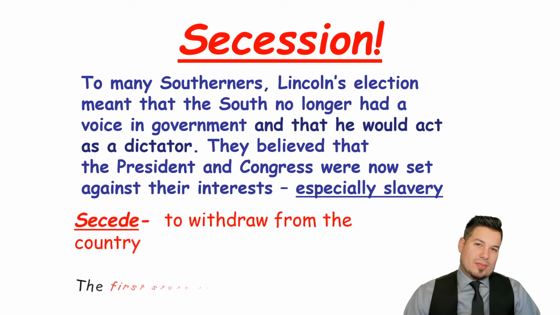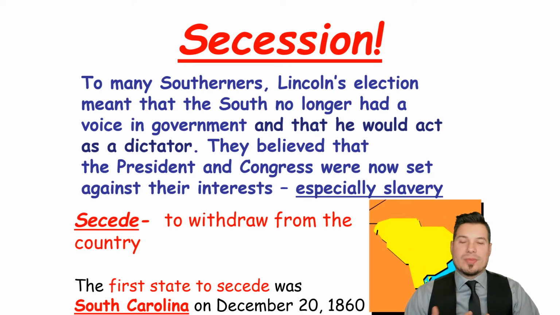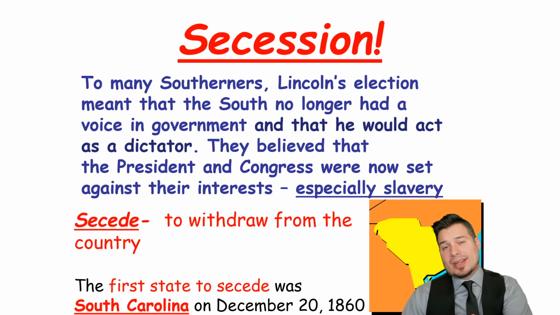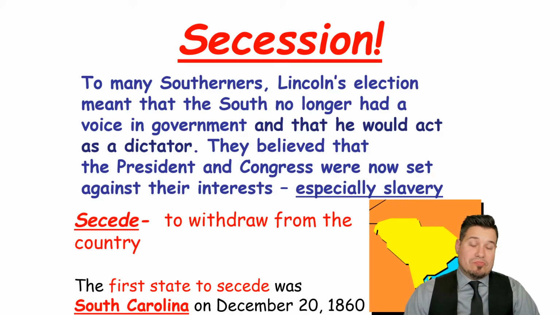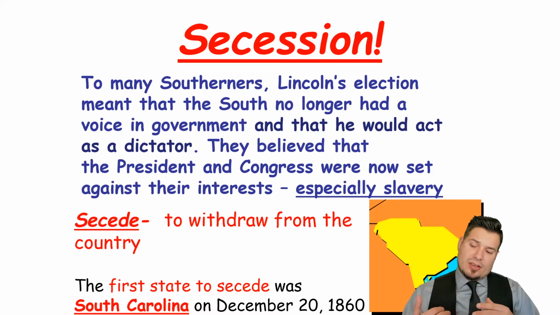Many Southerners are going to support what we call secession. Secession is to withdraw from the country, to literally leave. Now, they're not going to physically leave. They're going to instead not recognize the United States as their government and create their own. Because to many Southerners, Lincoln's election meant that the South no longer had a voice, and that Lincoln, now that he's elected, would be a dictator and would get rid of slavery. They believed both President and Congress together were against their interests. And so the first state to secede was South Carolina, on December 20th, 1860. And of course, they're not the only ones.